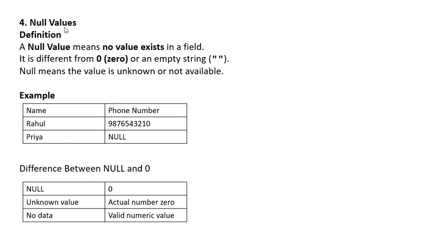Fourth is null values. A null value means no value exists in the field, and it is different from zeros or empty strings, which is a double quote with no word inside. Null means the value is unknown or not available. For example, names and phone numbers are given, but Priya's phone number is not given, and that is null. The difference between null and zero: null means unknown value, no data, and zero is an actual number, a valid numeric value.